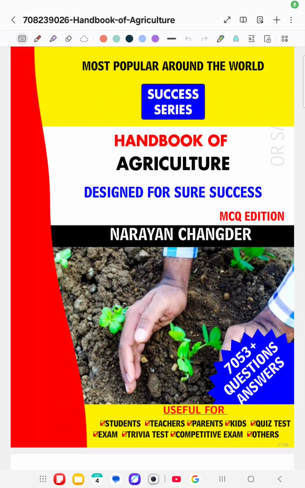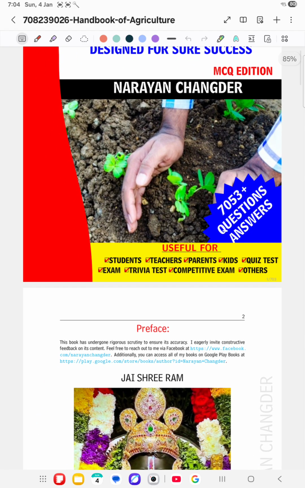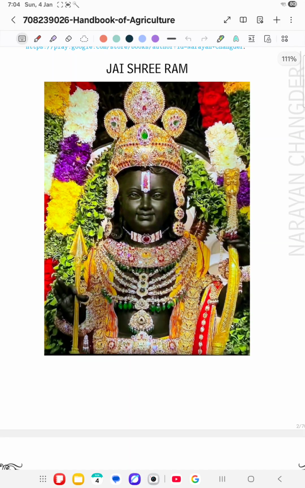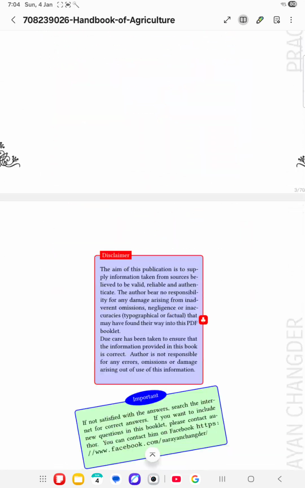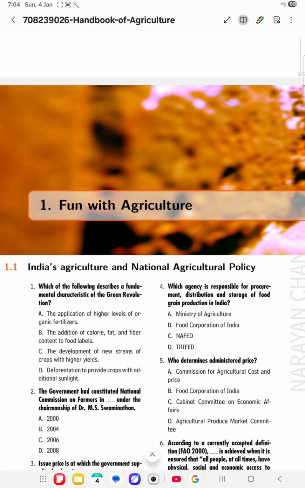This is a PDF. It's already available on the internet. I downloaded it and I'm going to practice this MCQ for my agricultural officer exam. I hope I can revise, and you can revise it with me. So we'll start from some data, I think.